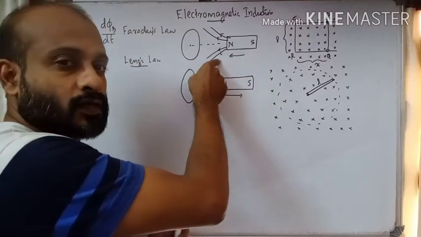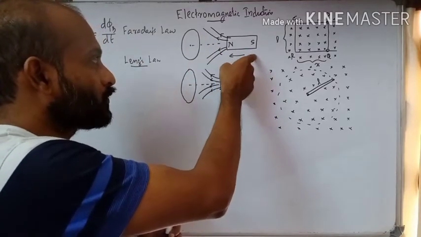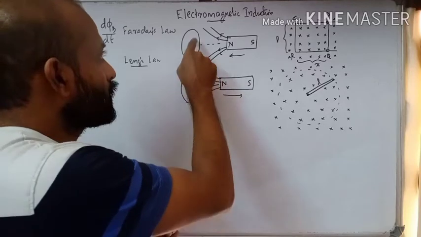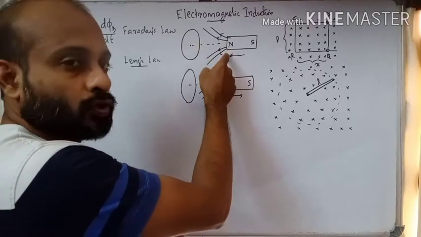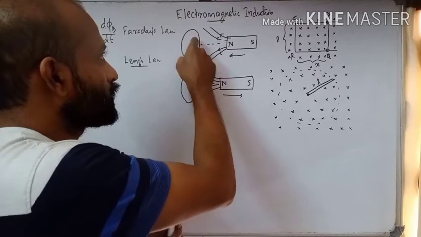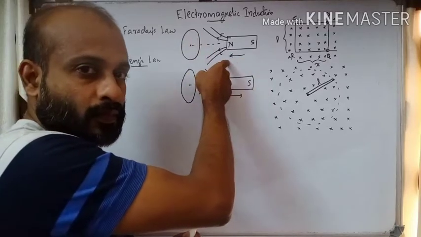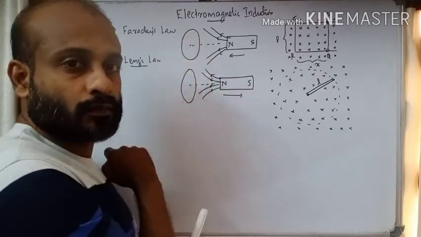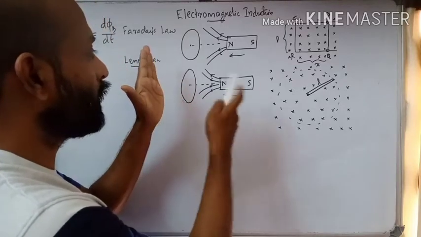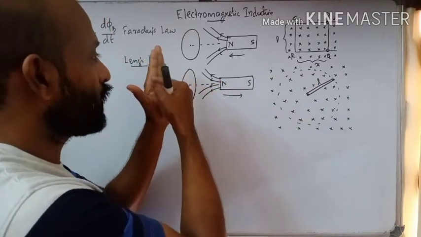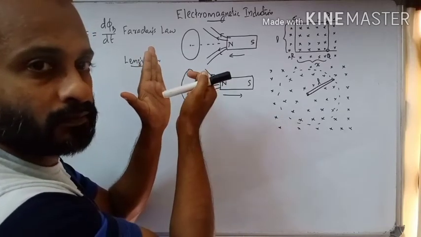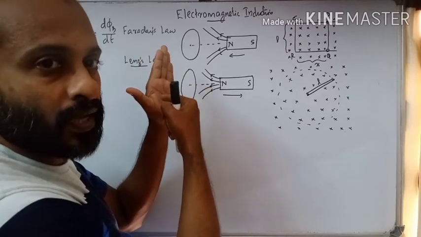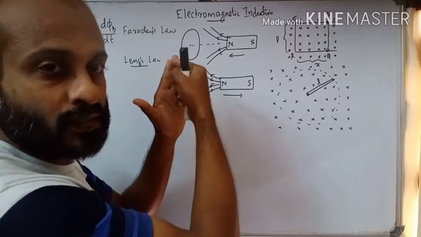Now, a north pole is coming towards this. The north pole of the magnet is approaching the coil. See this face, the face of the coil facing the north pole. Since the north pole is approaching, it should oppose. So, on the facing side we need a north pole to repel it. How can a north pole be produced on this side? The induced current should flow in anti-clockwise direction.